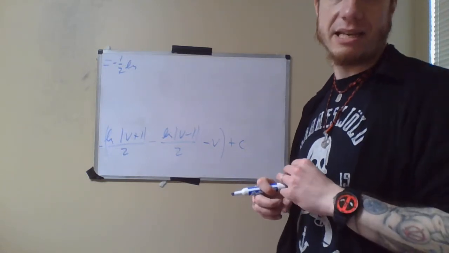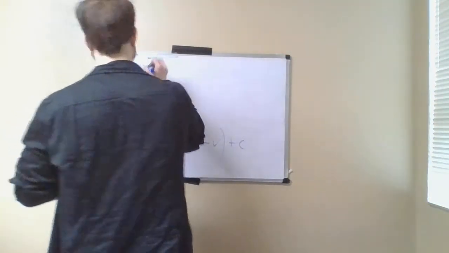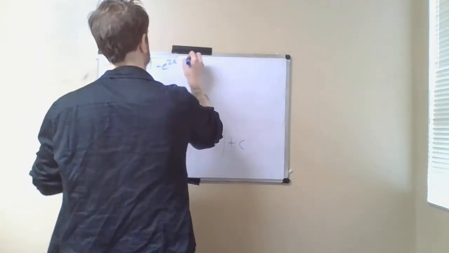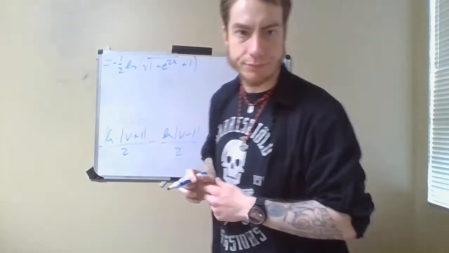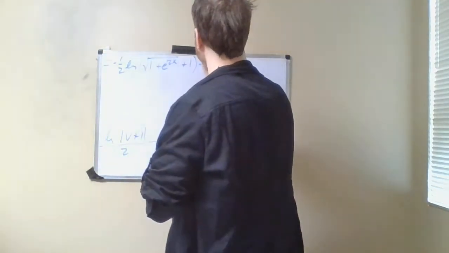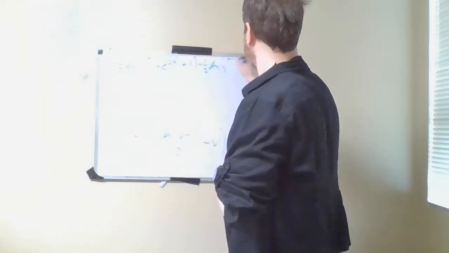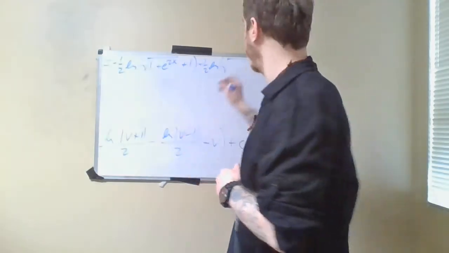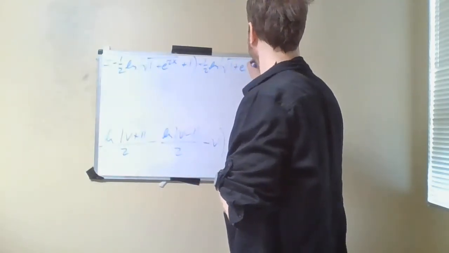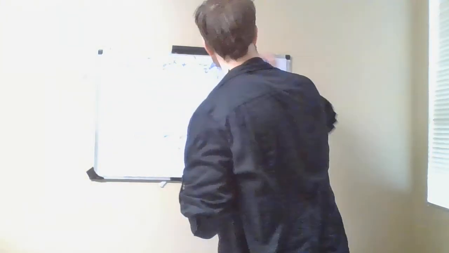what you end up with is the absolute value of square root of 1 plus e to the 2x, plus 1. And then you have plus 1/2 natural log, absolute value, square root of 1 plus e to the 2x, minus 1. And we do need to make sure that these are absolute value signs here.